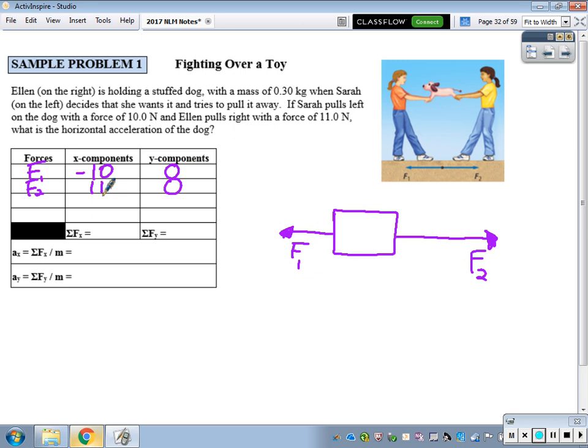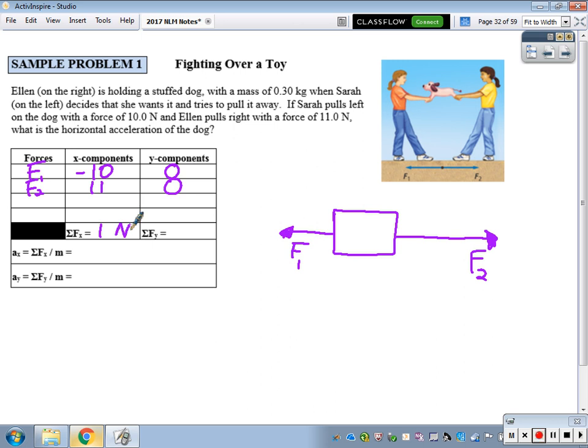Next step, we come down to this line where it says sigma Fx and sigma Fy. You're all intelligent human beings. What does sigma Fx mean? Michael, what are we going to do? Absolutely. We're going to take a look at all of our x components for our forces, and we're going to add them up. Really difficult stuff here, people. Negative 10 plus 11 gives us 1 newton of force.